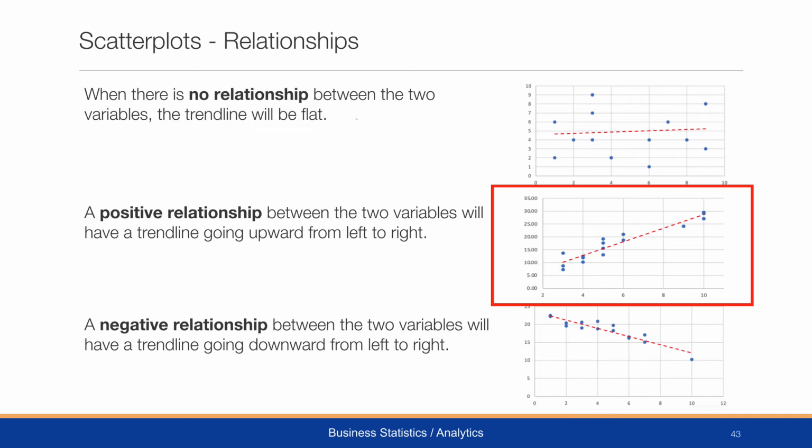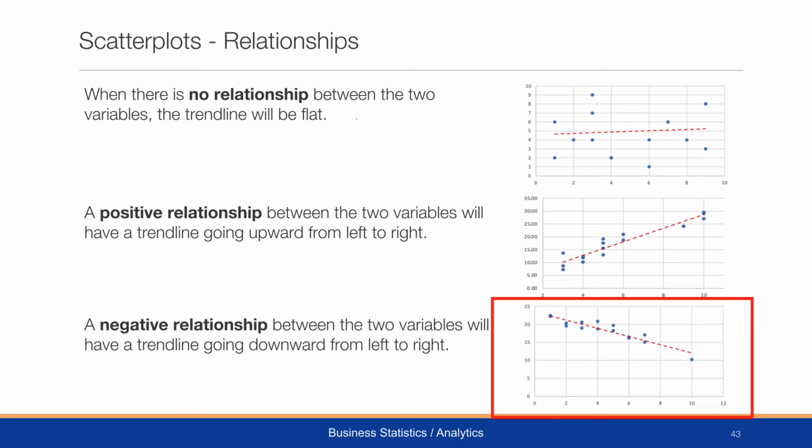A positive relationship between two variables will have a trend line going upward from left to right. And we can see that there's a clear trend here with this chart. And a negative relationship is where the two variables have a trend line going downward from left to right. And this one shows a clear downward trend as well.